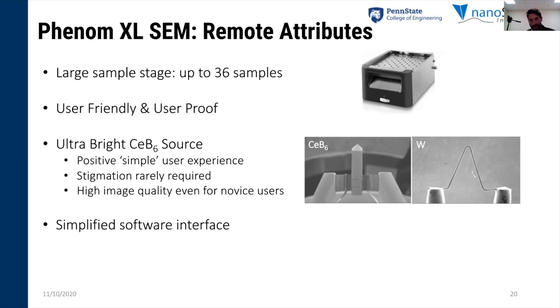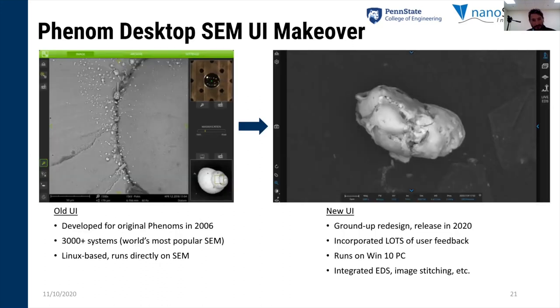Whereas on the Phenom, because we're using cerium hexaboride, the student or operator only needs to worry about the one knob as opposed to multiple knobs. And as a result of that, it provides very nice image quality, even for novice users. A fourth grader who's never used an SEM in their life could walk up to the system, and if you spent a few minutes telling them what the buttons do, they could get a crystal clear image. And then a simplified software interface. I won't ramble about that too much because I'm going to show it in a second.